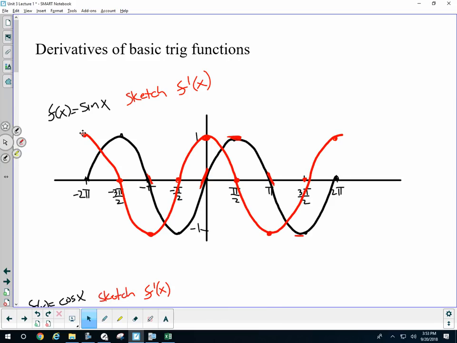Gosh, it looks like the same graph. What is the graph in red, Mr. Collioure? It's the cosine graph. The cosine of 0 is 1. The cosine of pi over 2 is 0. Cosine of pi is negative 1. F prime is cosine. The tangent slope generator to sine is cosine.